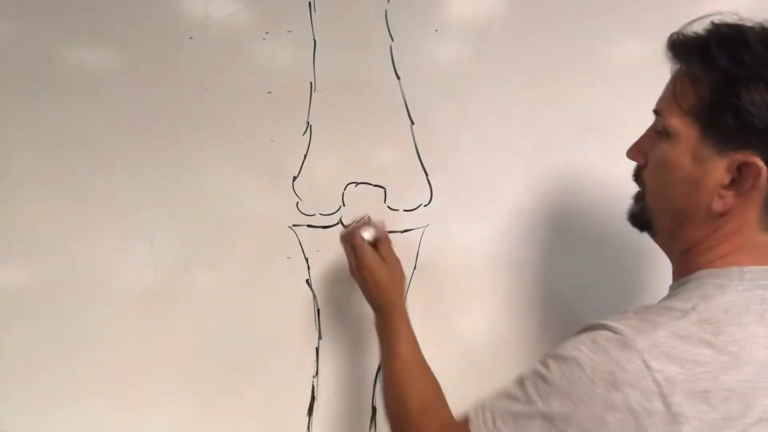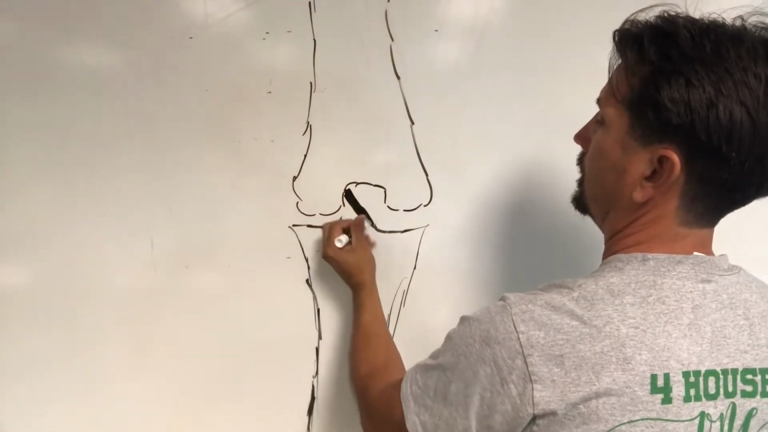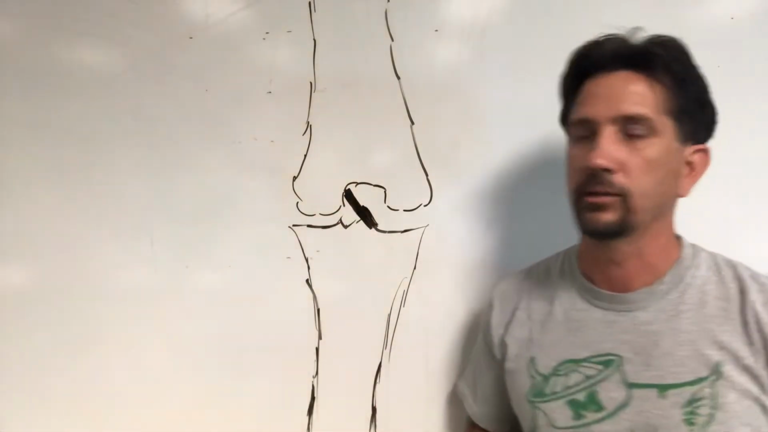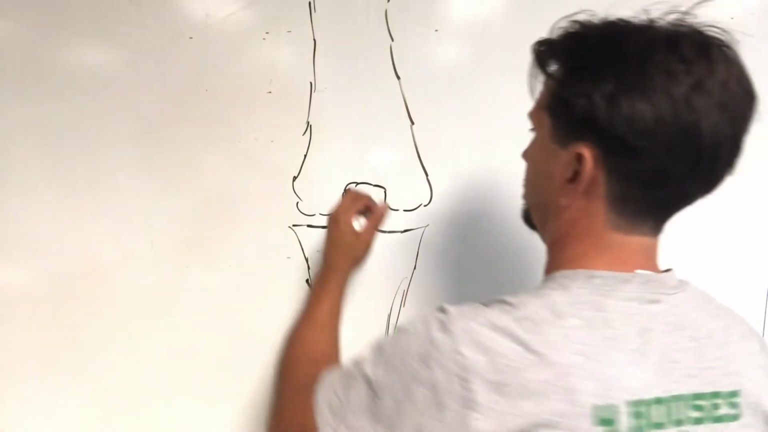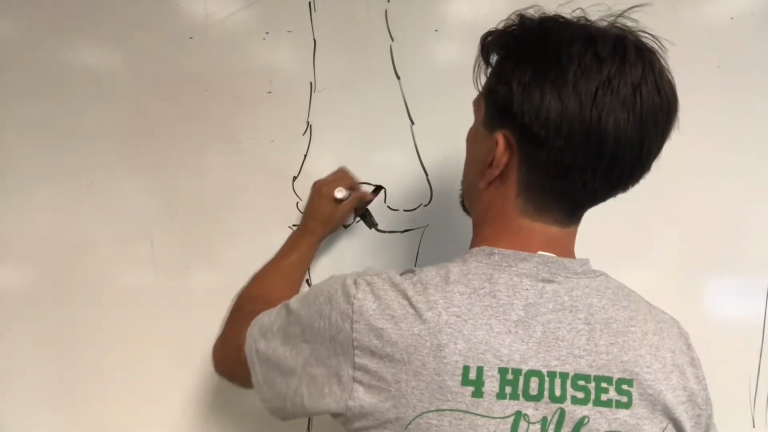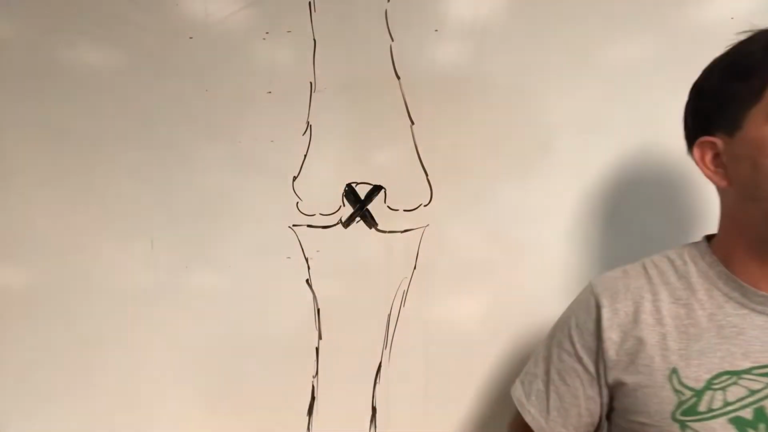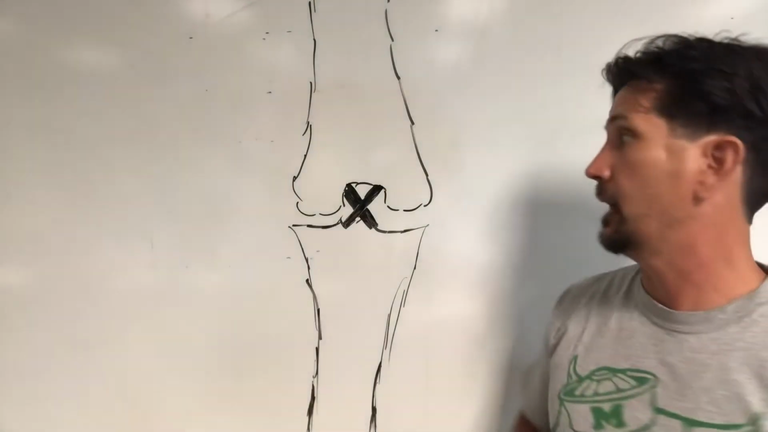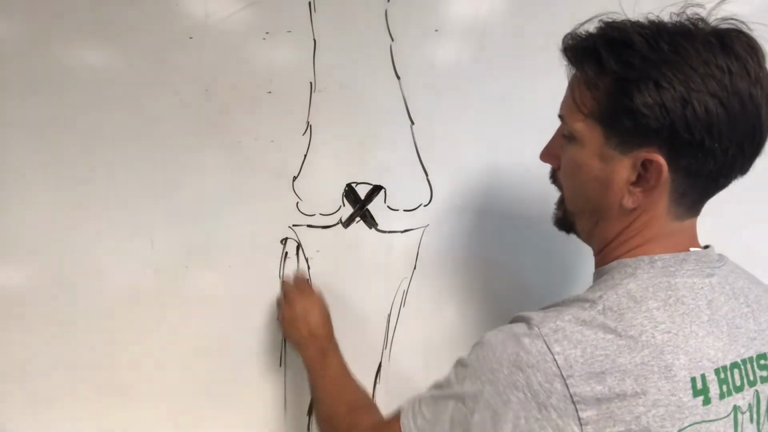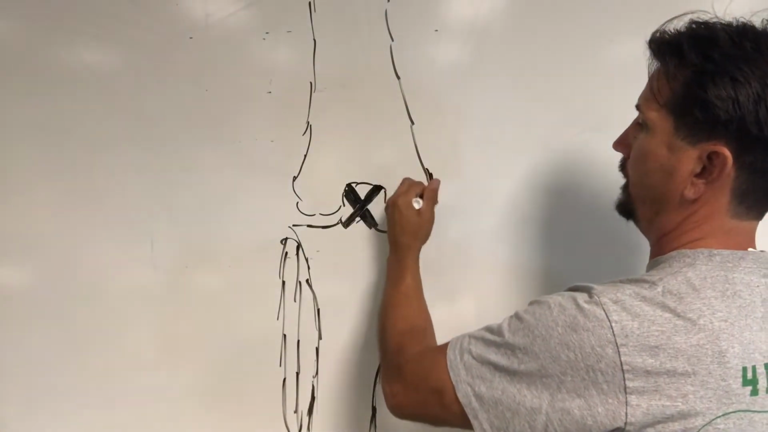ACL, right? So we'll draw the ACL. Okay, what else? Give me another ligament. Yeah, PCL. Okay, give me another one. ACL, PCL, what else? MCL. All right, and then we'll draw the MCL here.